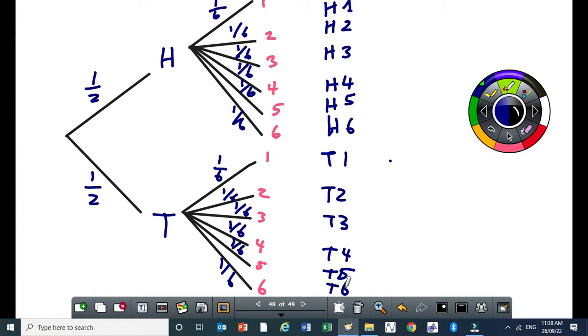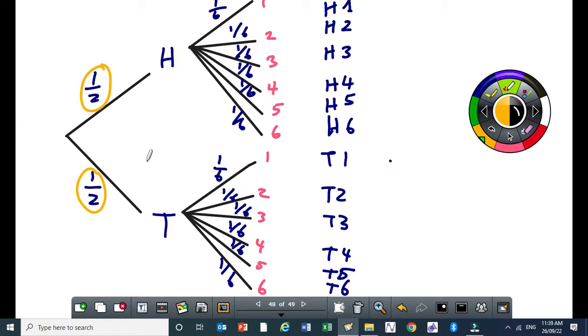There will be 12. Okay, so from this tree diagram, it's very important for you to know that if I add the probabilities for each activity, they must give me a 1. So if I add here all those 6, all those 1 over 6 times, you get a 1. If I add all of them there, you also get a what? A 1.